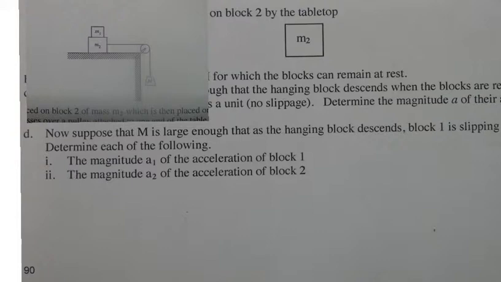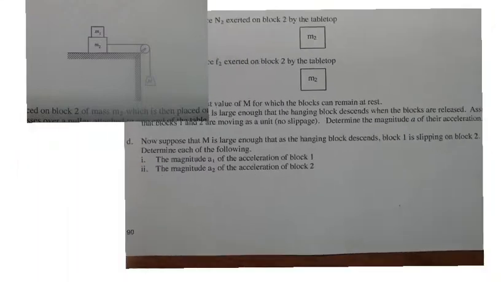So the idea on this one is that we have this system with two blocks that are stacked on top of each other, and that bottom block is connected by a rope that goes over a pulley to this other mass that's hanging down. And in part D, it says that we have a big enough mass here that we're pulling really hard, and mass 1 is slipping on mass 2. Now, what does that mean?